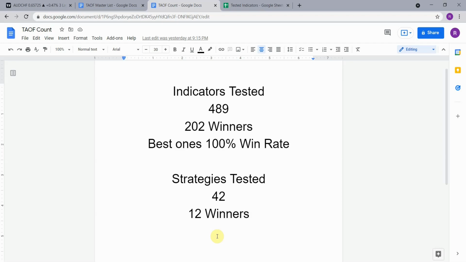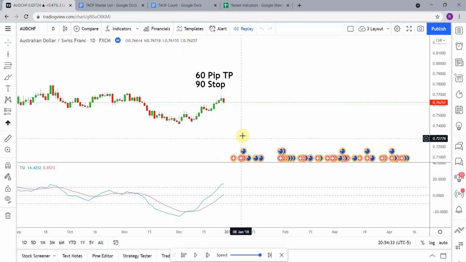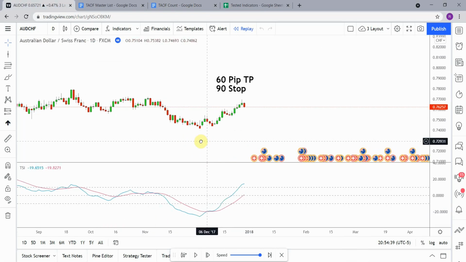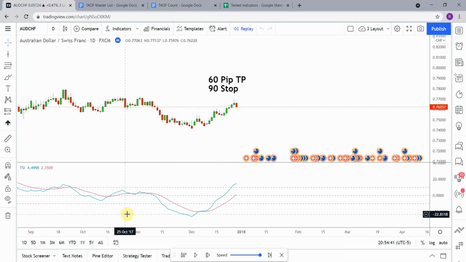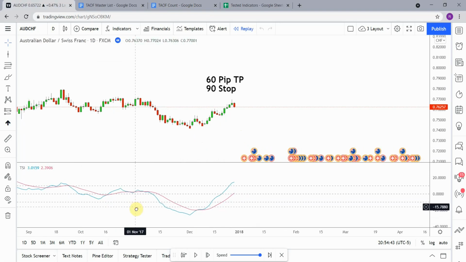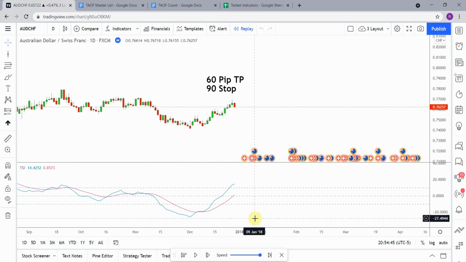Keep in mind that all these indicators and strategies are tested on the Forex market, but they can be applied to just about any market universally. Alright, so today's indicator is the TSI indicator, and you can see it here on the bottom of the screen. What we're looking for is kind of a two-part setup on this particular indicator.